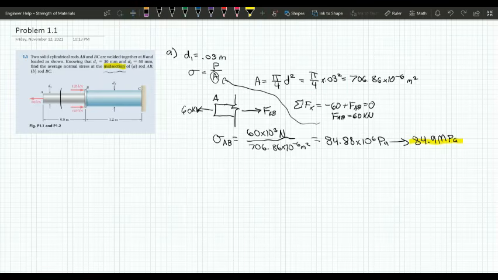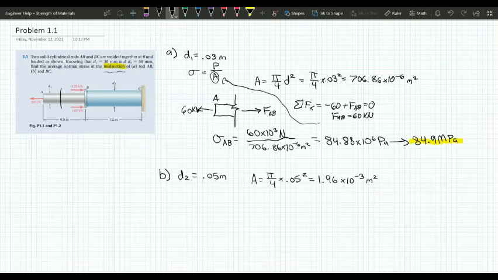Okay, now let's do part B. So first, let's convert D2 into meters. So 50 millimeters is 0.05 meters. Now let's do the area is equal to pi over 4 times 0.05 squared, and that should crunch out to about 1.96 times 10 to the negative third meters squared.